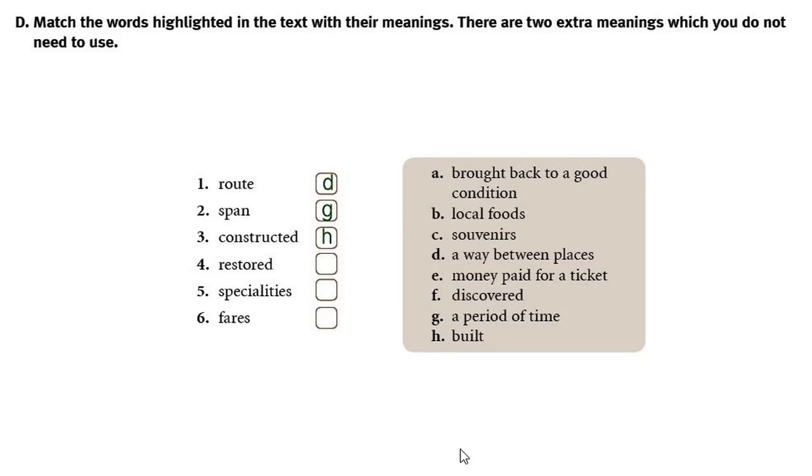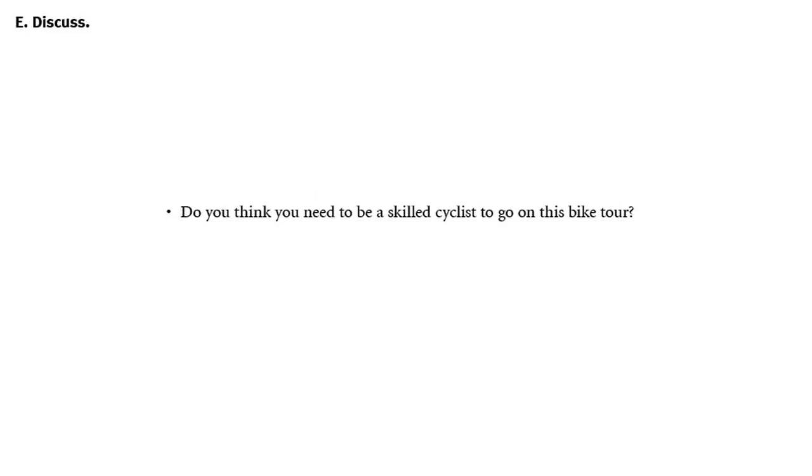Number 3. Constructed means H. Built أي بني. Number 4. Restored means brought back to a good condition. أعادت تأهيله أو بنائه. Number 5. Specialities means B. Local foods. الطعام المحلي. Number 6. Fares means E. Money paid for a ticket. المال الذي يدفع للتذكرة. E.